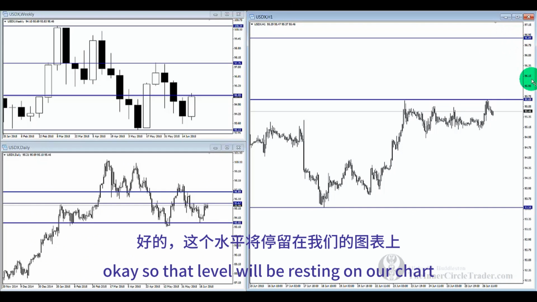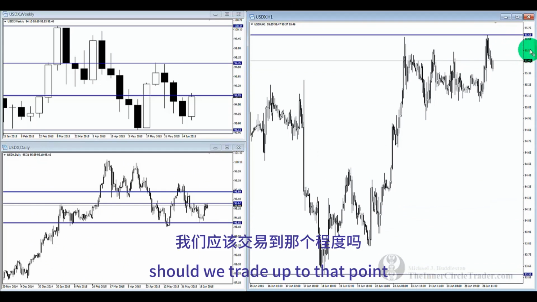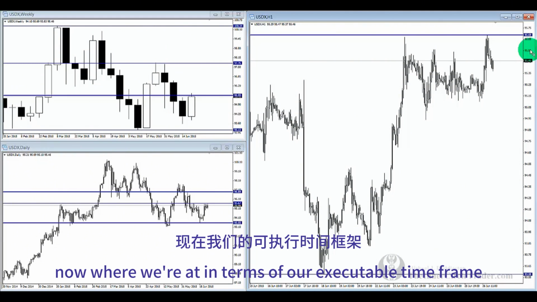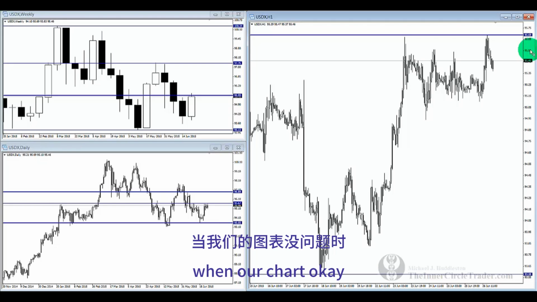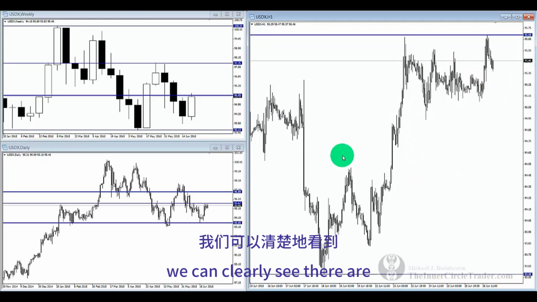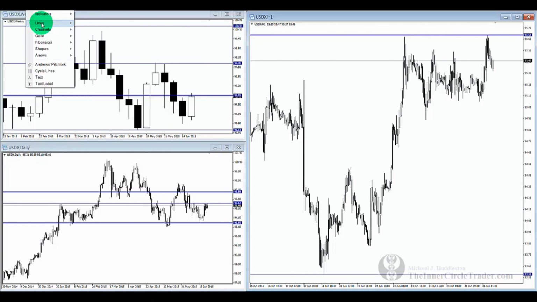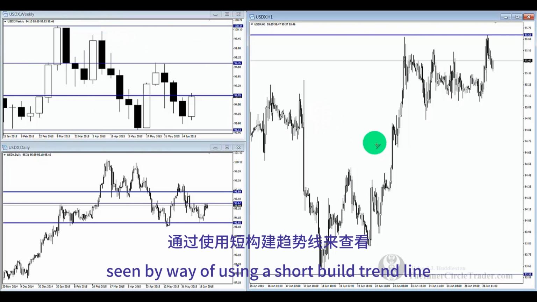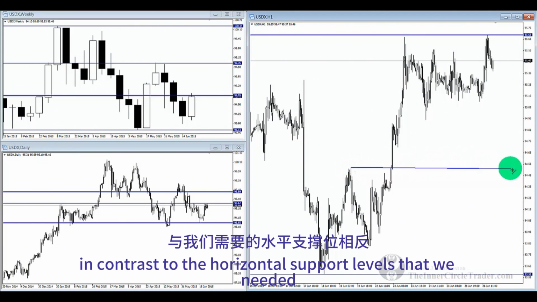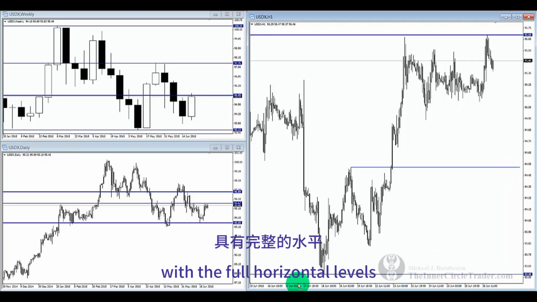Okay, so that level will be resting on our chart should we trade up to that point. Now, where we're at in terms of our executable time frame on our chart, we can clearly see there are support resistance levels that we would be considering, and that is seen by way of using a short little trend line in contrast to the horizontal support levels that we noted with the full horizontal levels.